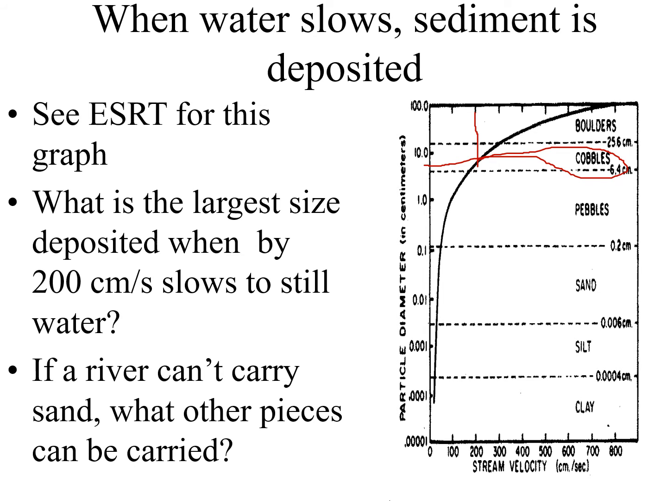So if the river can't carry sand, what other pieces can be carried? Well, if we assume that sand is, nope, you can't carry sand, that would be the limit of the particles you cannot carry. Well, you still could theoretically carry silt and clay.